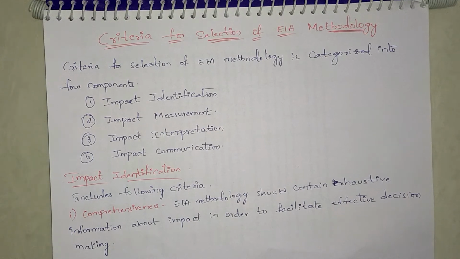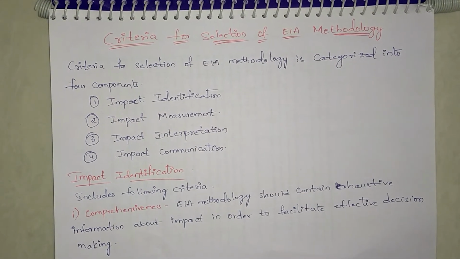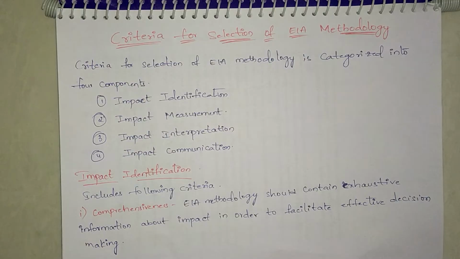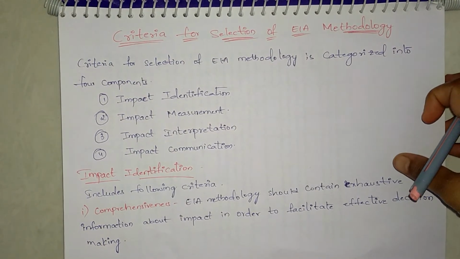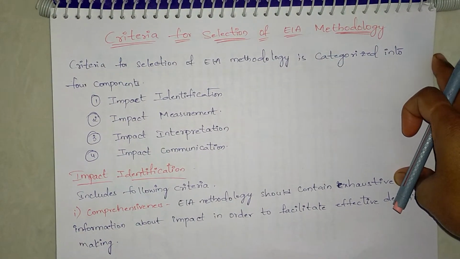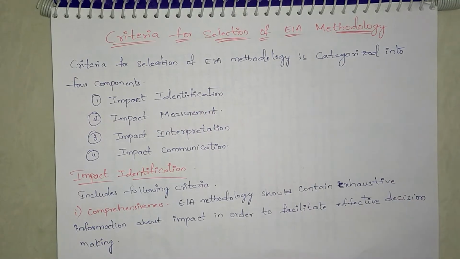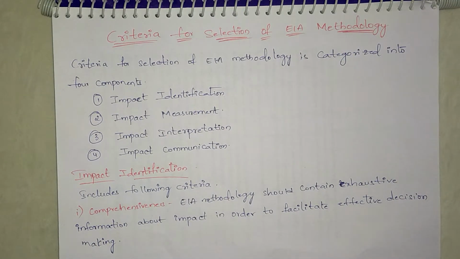Guys, in today's video we are going to see about EIA methodology criteria. In the previous video we have seen what EIA methodology is and what the different types of EIA methodologies are, right? So we have ad hoc, network, overlay, matrix, checklist. All these are methodologies.